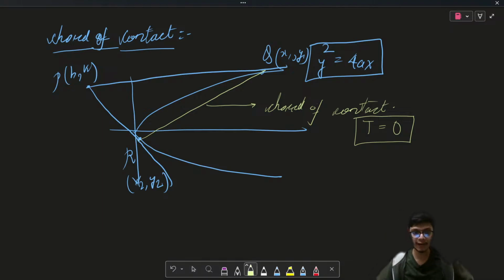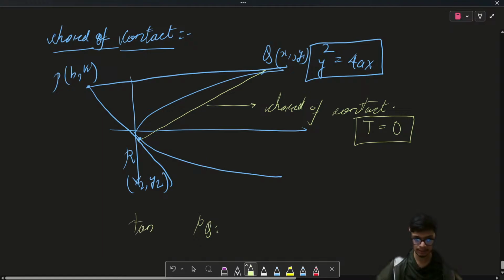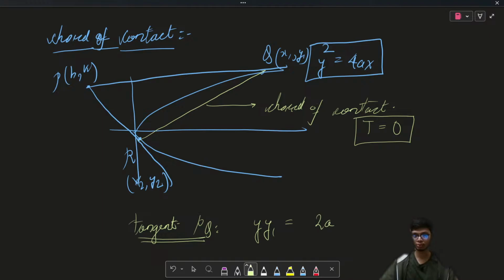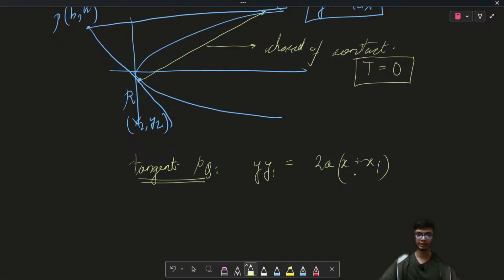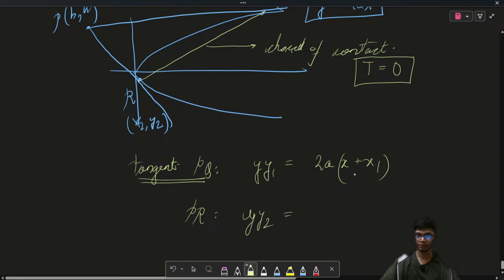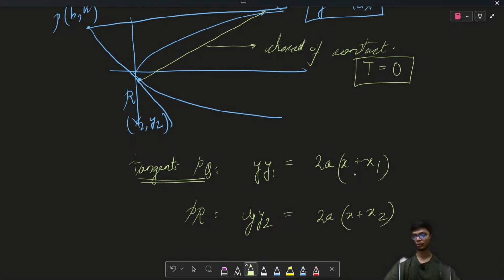Okay, so if I try to write down the equation of the tangent PQ, that is going to be y1 y equals 2a times (x + x1). And in a similar manner, I can also write down the equation of the tangent PR, that would be y2 y equals 2a times (x + x2), right?